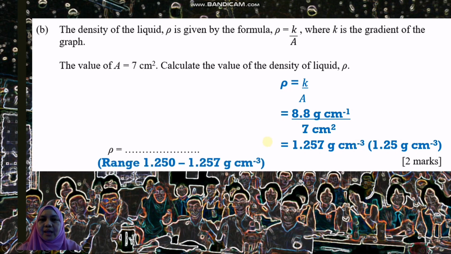If you are using the other answer for the gradient, it will give you a density of 1.25 gram per centimeter cube. This is the acceptable answer for the density, ranging between 1.250 until 1.257 gram per centimeter cube.